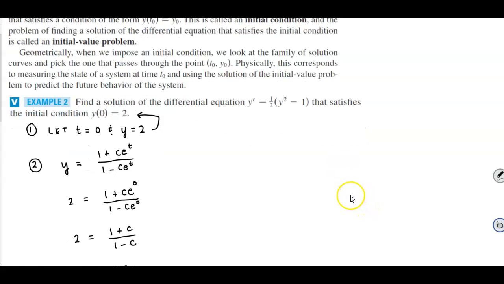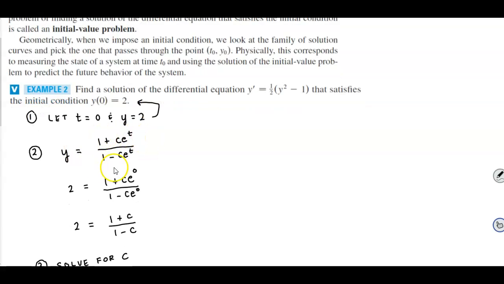So for example 2, we want to be able to find the solution of the differential equation y prime is equal to 1/2 times (y squared minus 1) that satisfies the initial condition of y of 0 is equal to 2. So because we're given that initial condition, we're going to say that t equals the input, which is 0, and y is going to equal the output of 2. And then we're going to substitute it in the equation from example number 1.